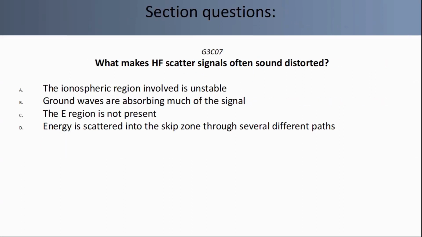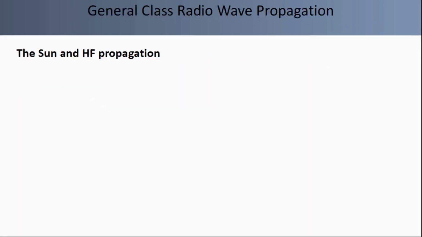What makes HF scatter signals sound distorted? Well, the ionospheric region is unstable? Maybe ground waves? Nah, we haven't even talked about those. They don't have anything to do with it. E region's not present? No. It's the fact that the energy is scattered into the skip zone through several different paths. There are different ways that the energy is getting in there and it gets jumbled around. So why do they sound distorted? Because the energy is scattered into the skip zone through several different paths.